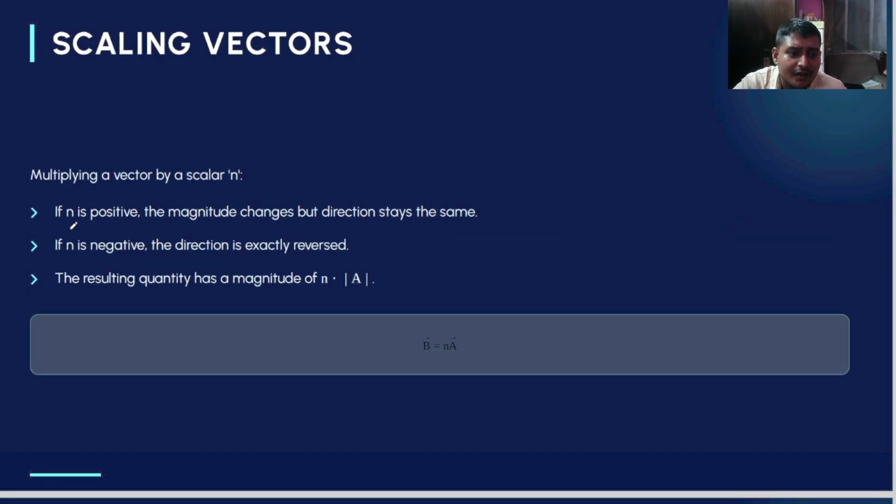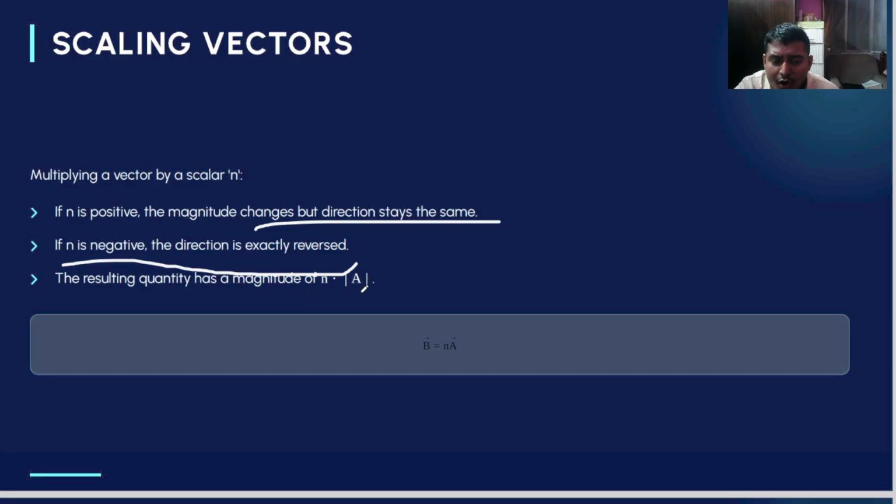Now, scaling of the vector, which means multiplying the vector by a scalar. If n is positive, the magnitude changes but the direction remains the same. But if n is negative, the magnitude changes and the direction is exactly the reverse. The resulting quantity has the magnitude of n times mod A. So the B vector can be represented as n times A vector, where n is a scalar quantity.